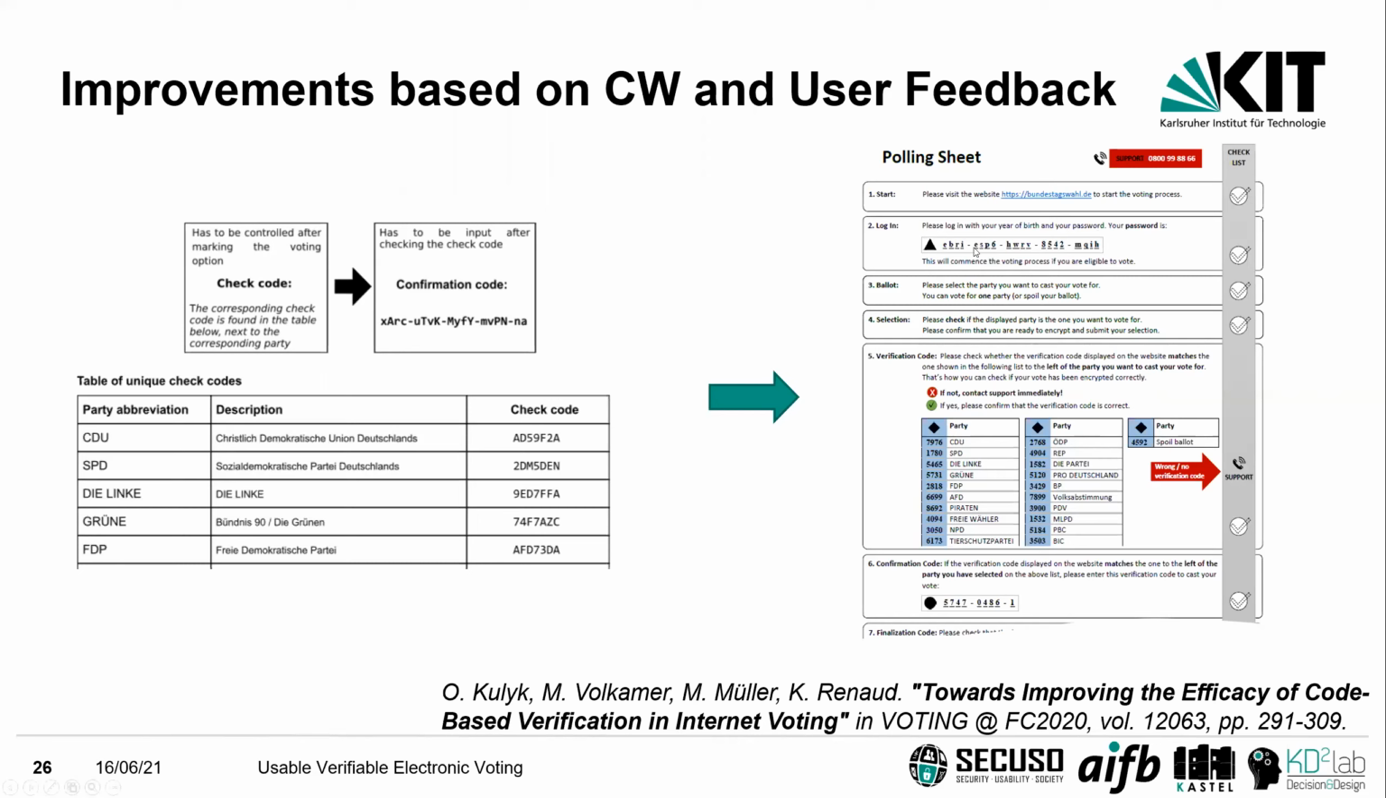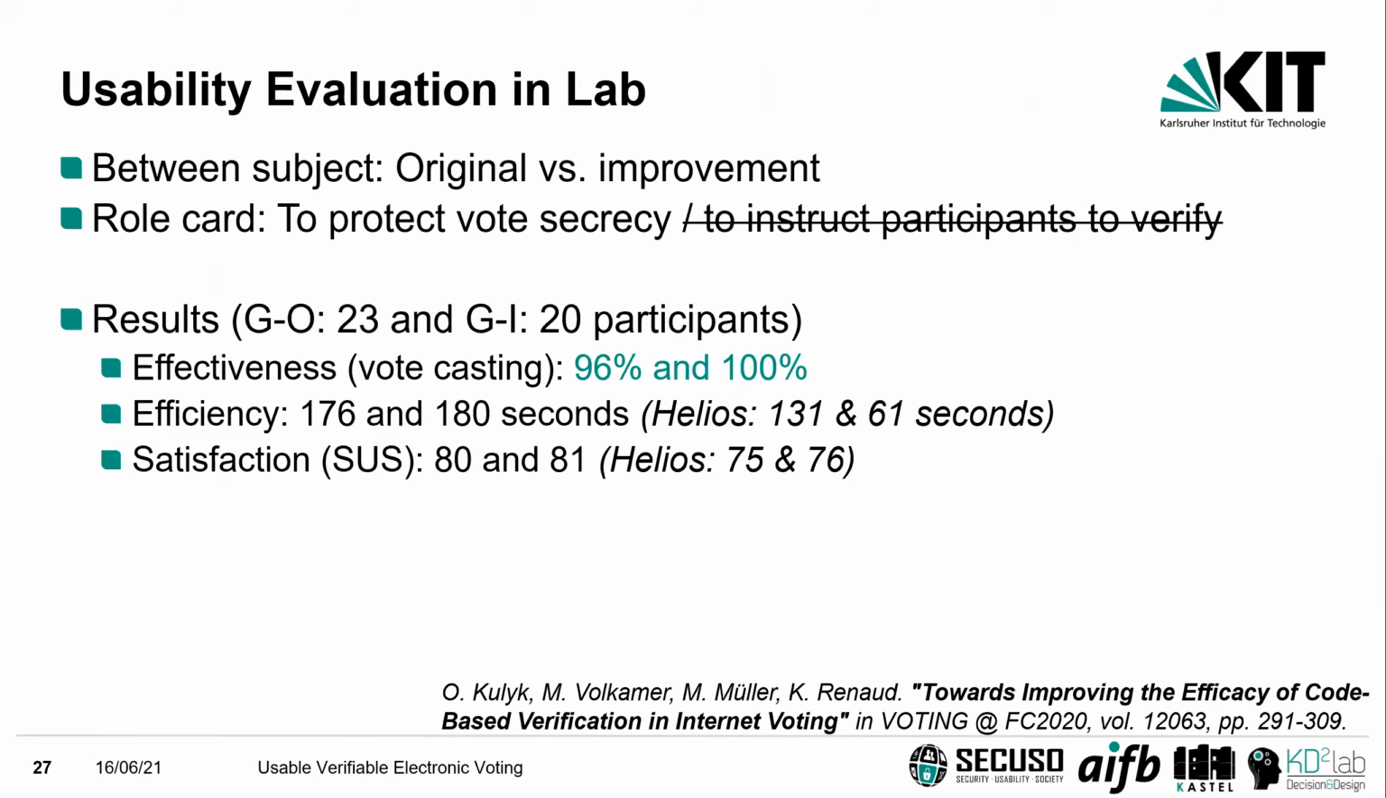So what we did is we improved this polling sheet to a more step-by-step approach. We told them that they should call the support. We have these if and else cases, so if there's a problem, call the support. And you can even tick the boxes to make sure you got all the steps, which we thought makes it less likely that more difficult to detect manipulations go unnoticed. We actually studied it from a usability point of view, but I'm skipping this.